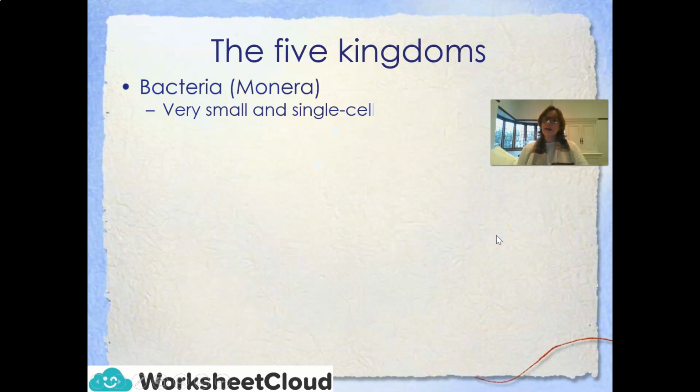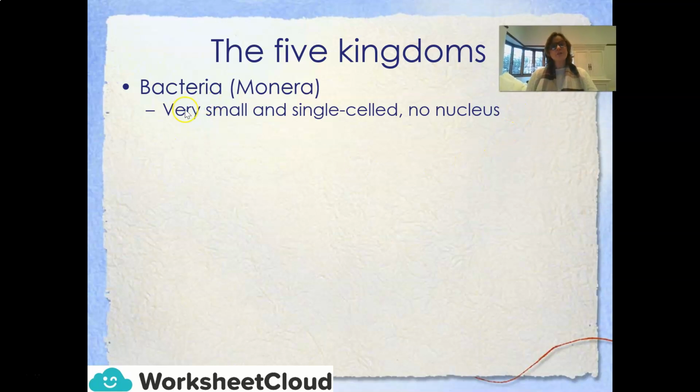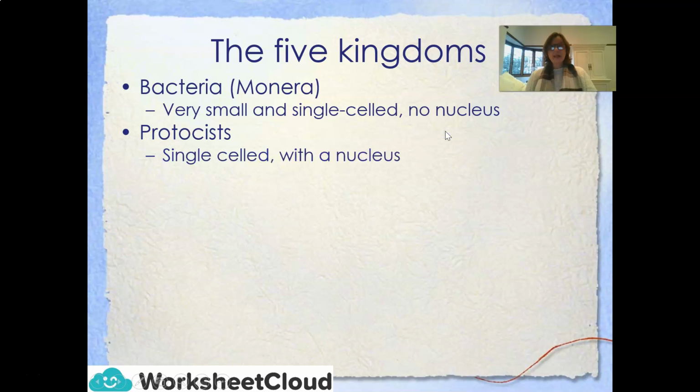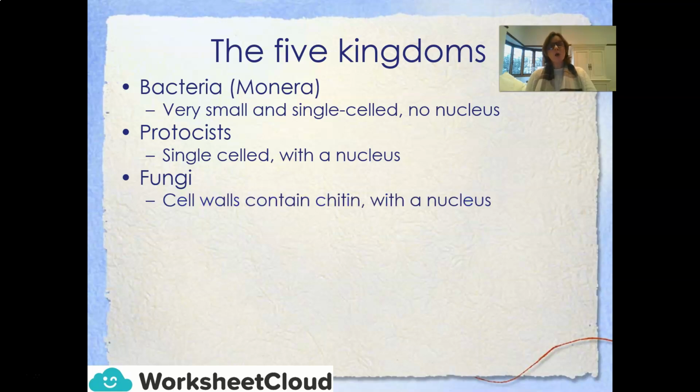Right, so like I said to you, let's look at the basic characteristics. So the 5 kingdoms, let's start with bacteria, also known as Monera. They are very small and single-celled with no nucleus. Okay, so now you know what I'm speaking about. Let's take a look at the Protists. They are single-celled with a nucleus, so that distinguishes them and makes them different. When we look at fungi, they have cell walls which contain chitin, also with a nucleus.